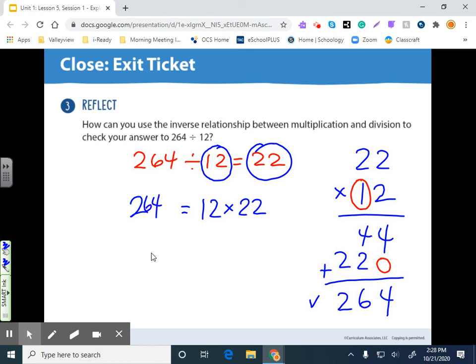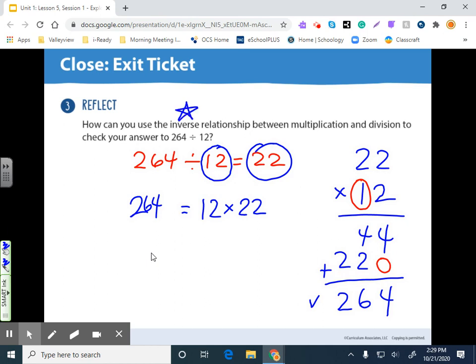So we checked our work with our multiplication. You could do the opposite for solving a multiplication problem. You can use division to check it too. So they work together. They have this, again, inverse relationship.